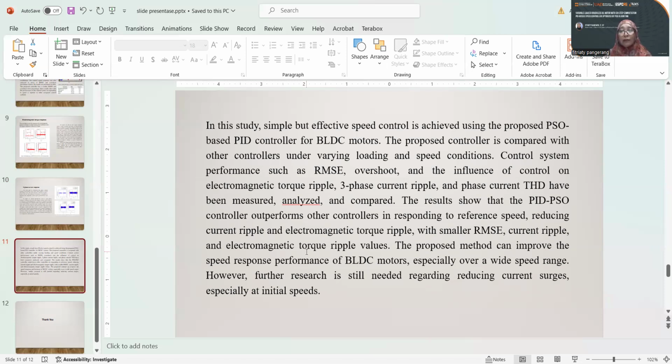The results show that the PID-PSO control outperforms all the controllers in responding to reference speed, reducing current ripple and electromagnetic torque ripple, with smaller RMSE, current ripple, and electromagnetic torque ripple value. The proposed method can improve the speed response performance of the BLDC motor, especially over a wide speed range. However, further research is still needed regarding reducing current surges, especially at initial speed.